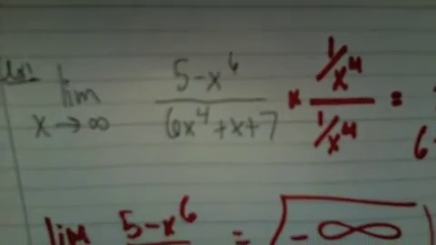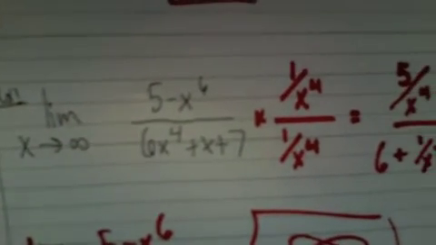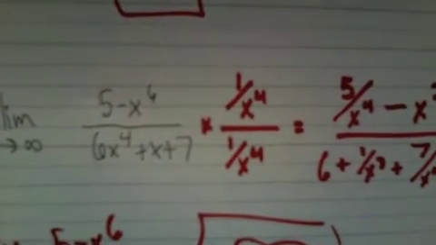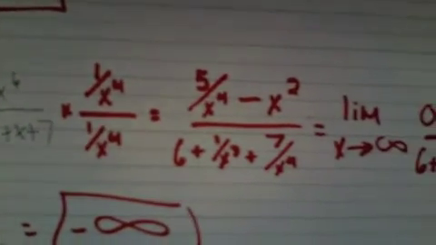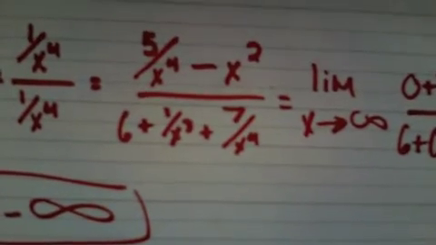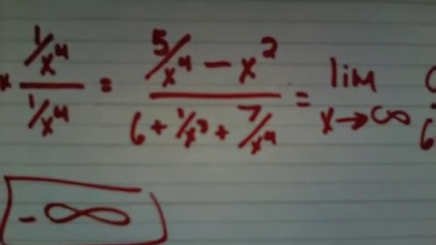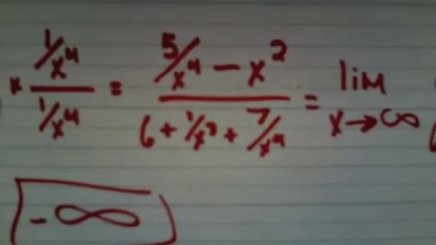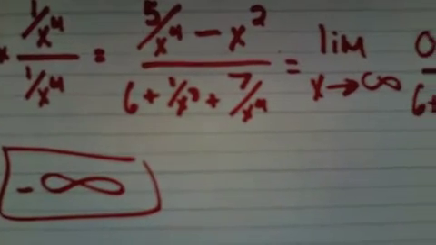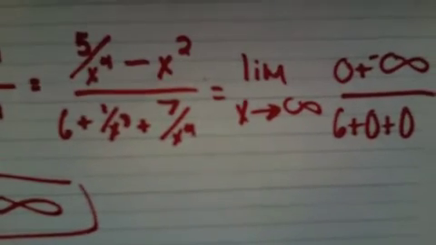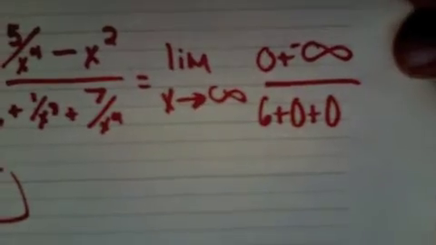So the whole idea is we're going to have 1 over x to the 4th so that you cancel out the 6x to the 4th. And once you do that, you get the limit as x is approaching infinity of 5 over x to the 4th minus x squared all over 6 plus 1 over x to the 3rd plus 7 over x to the 4th. Once again, simple limits, you just get negative infinity in the end.